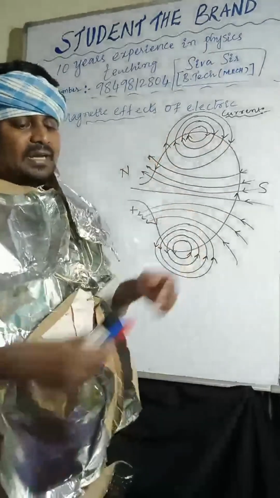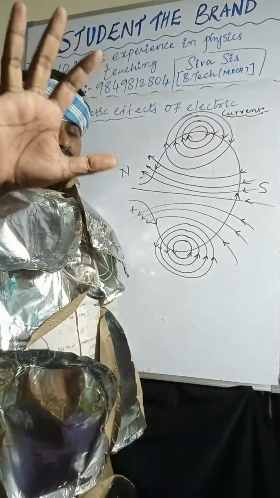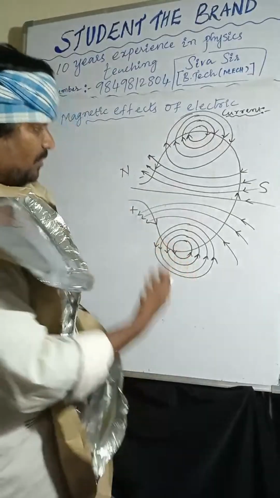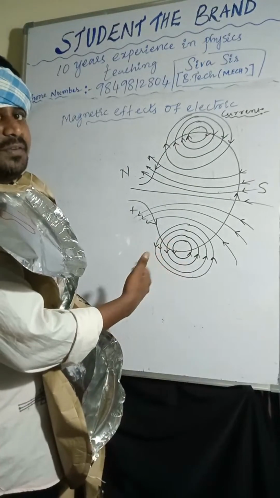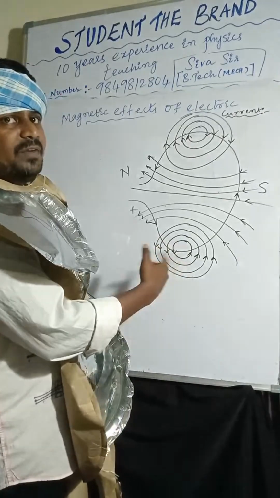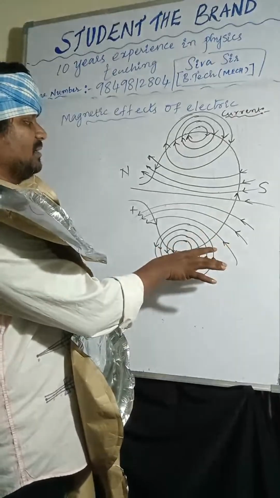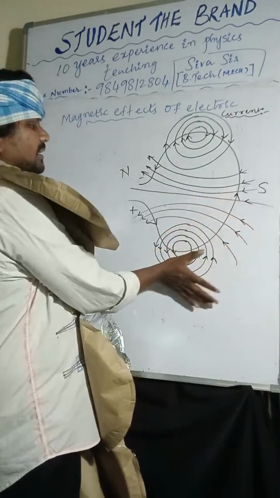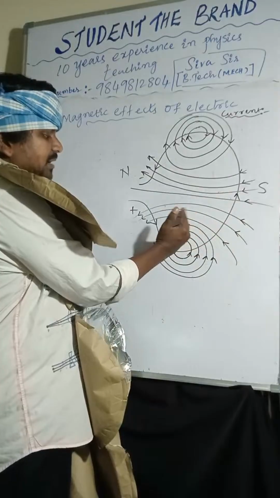So by using the right hand thumb rule, we can identify the magnetic field around the current carrying conductor. Here you can see this is the north pole, this is the south pole. If the current is passing like this, this is the magnetic field we are taking here.